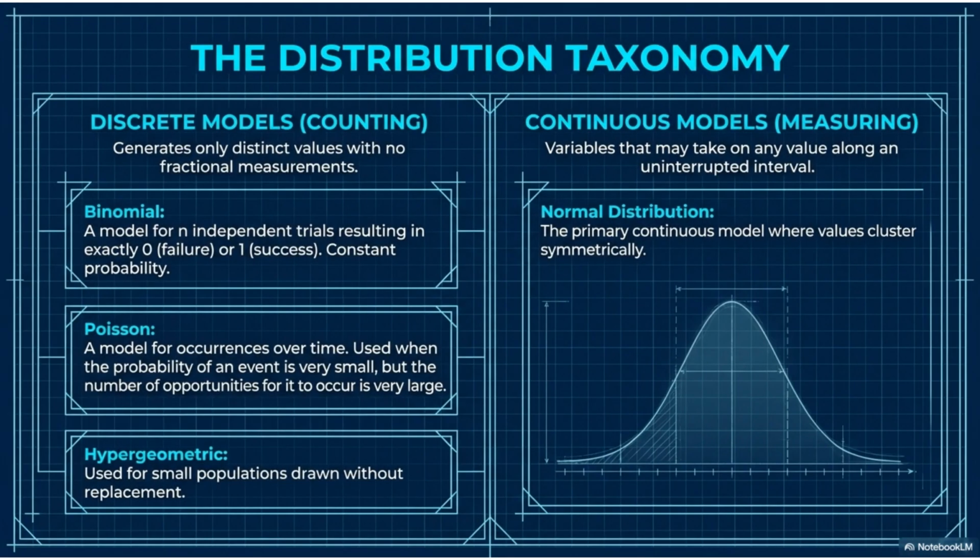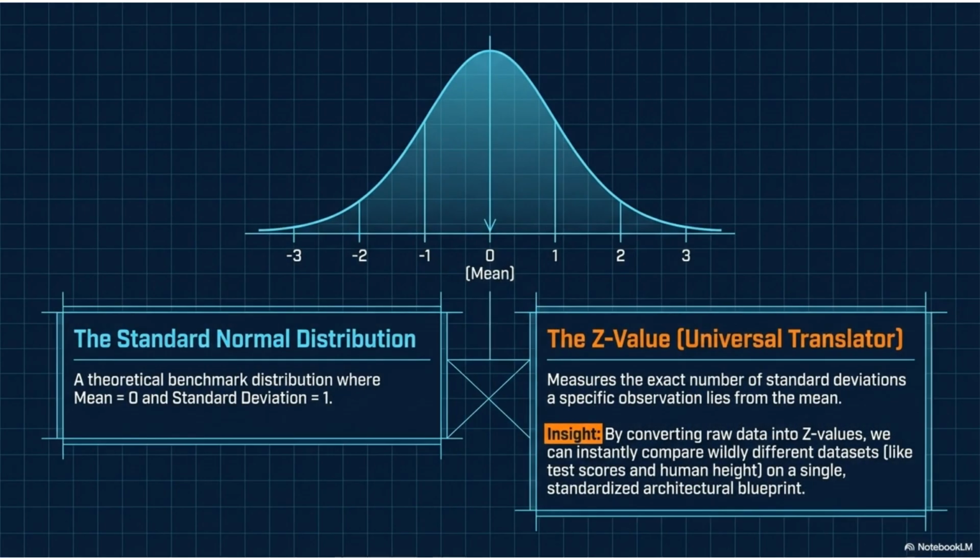Distributions are categorized into discrete models for counting, like binomial, Poisson, and hypergeometric. Continuous models are for measuring, with the normal distribution being the primary model where values cluster symmetrically. The standard normal distribution is a benchmark where the mean equals 0 and the standard deviation is 1.